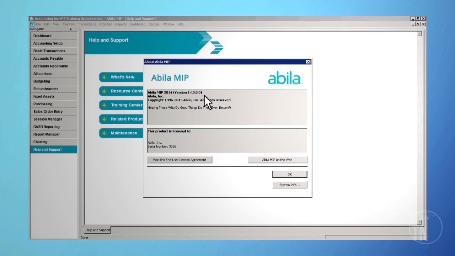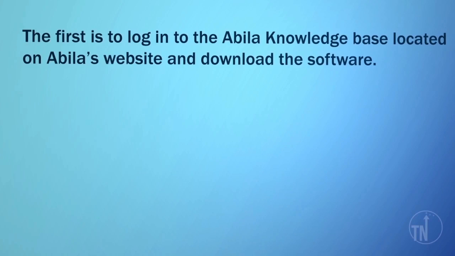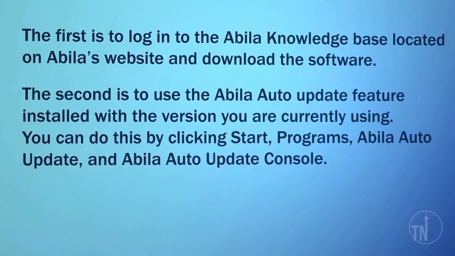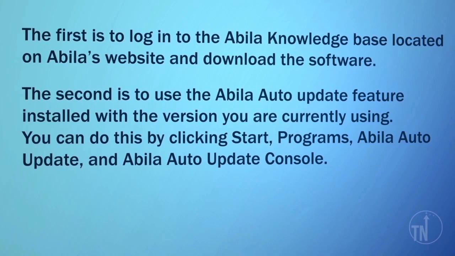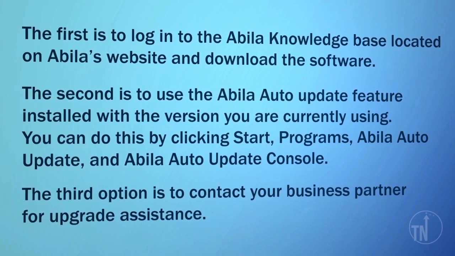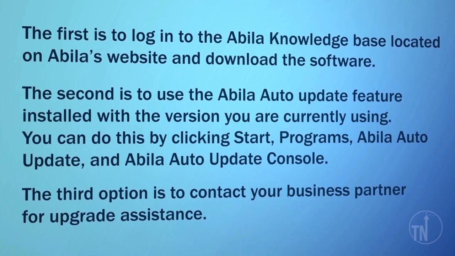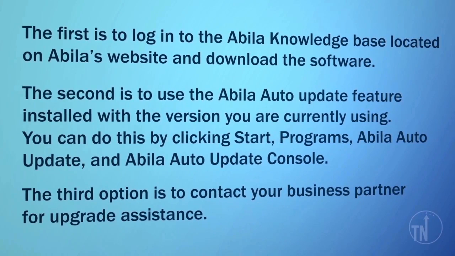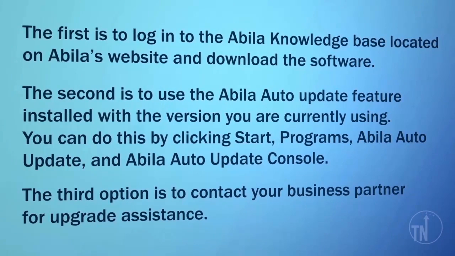There are 3 ways you can upgrade your software. The first is to log into the Abila knowledge base located on Abila's website and download the software. The second is to use the Abila Auto Update feature installed with the version you are currently using. You can do this by clicking Start, Programs, Abila Auto Update, and Abila Auto Update Console. The third option is to contact your business partner for upgrade assistance. After you are running the current version of the software, you are ready to begin the process.